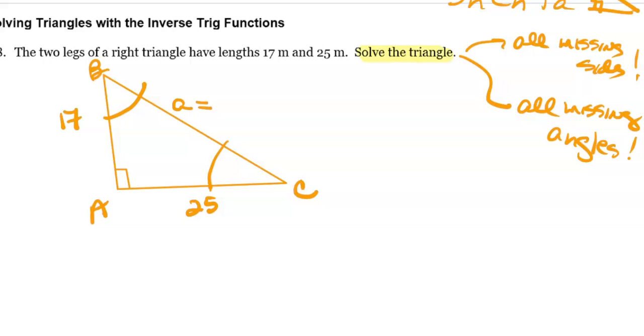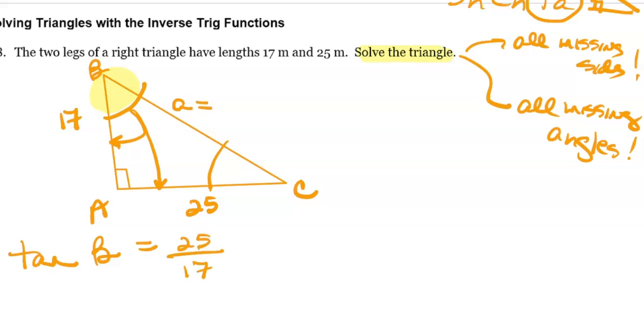If I want to find angle B, so we're going to use this angle first. Okay, so from B's perspective, I have opposite and I have adjacent. So I'm going to use tan. So the tan of angle B equals opposite over adjacent. So therefore, angle B is going to equal the tan to the -1 of 25 over 17.